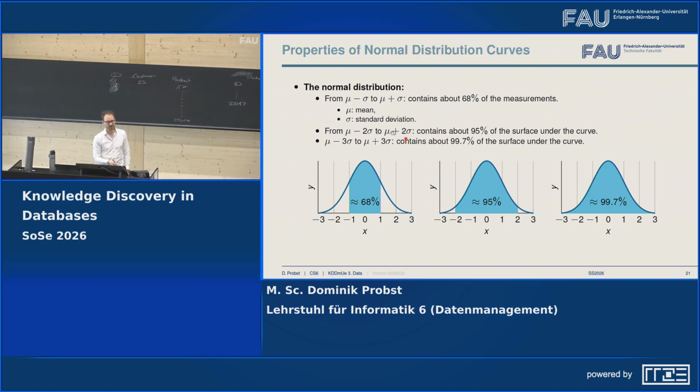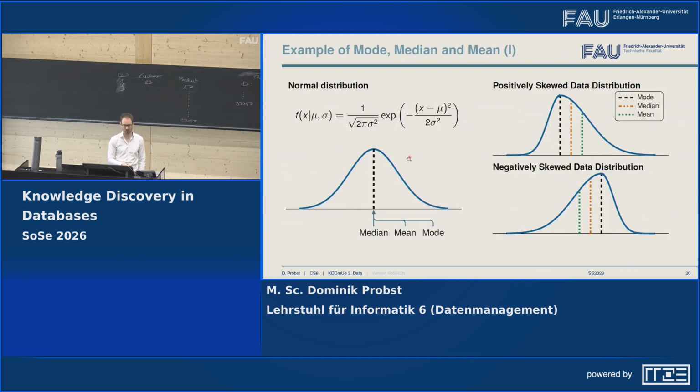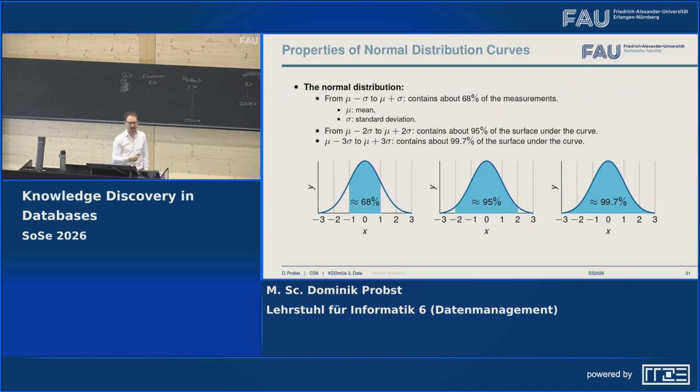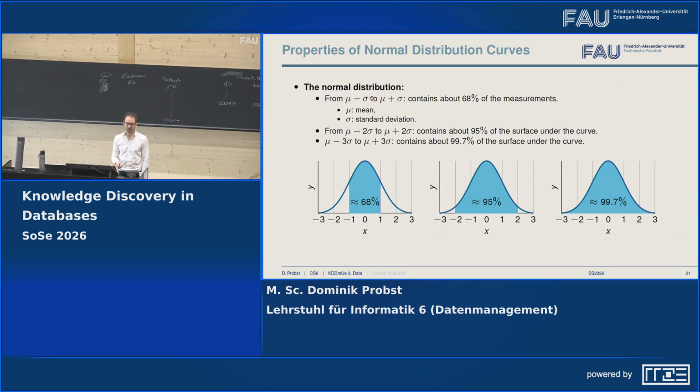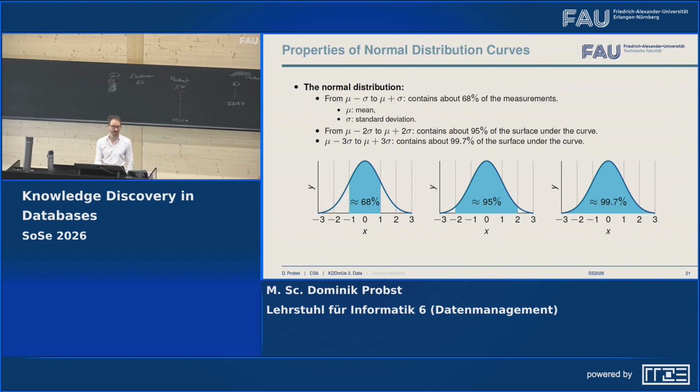As I already said, we have the mean and the standard deviation as part of this formula. We have the mean and the standard deviation to create that formula, and we know that within the interval of mean minus standard deviation to mean plus standard deviation, we have about 68% of all values being present. That's always the case for normal distribution, by definition.